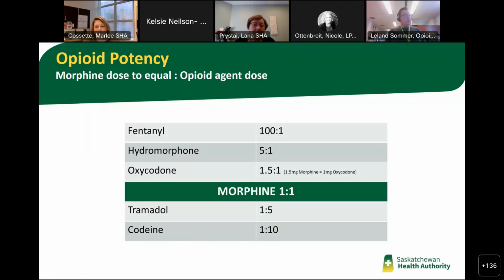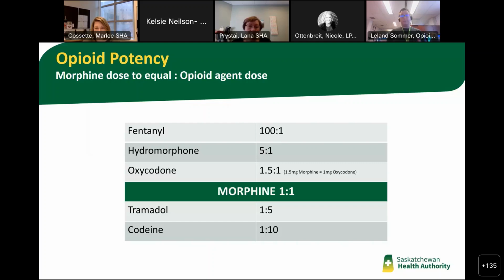Another piece I wanted to touch on is that a lot of conversation happens around opioid potency. Looking at prescribed opioids, when somebody says there's a conversion, the morphine is always on the left. Morphine is 1-to-1, the gold standard. The other agent is on the right of the colon. The biggest takeaway is that less potent does not mean safer. Oxycodone is a little more potent than morphine, but not much. Tramadol is less potent. Codeine is much less potent.